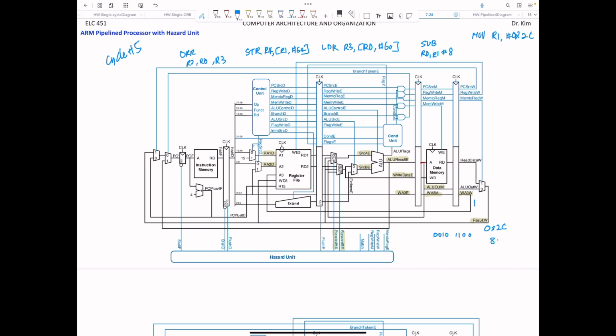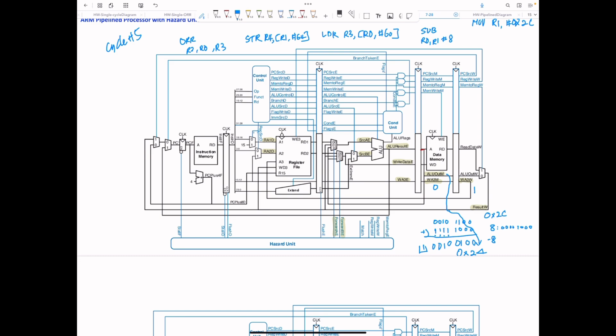So we need to find the 8 first. 00001000. That's positive 8. Negative 8 is going to be 11111000, and then we add. 0 carry 1, 0 carry 1, 1 carry 1, 0 carry 1, 0 and carry 1. So it's going to be 24. So ALU out M is going to be 0x24. That's the hexadecimal value, and the RD destination register number is going to be 0.